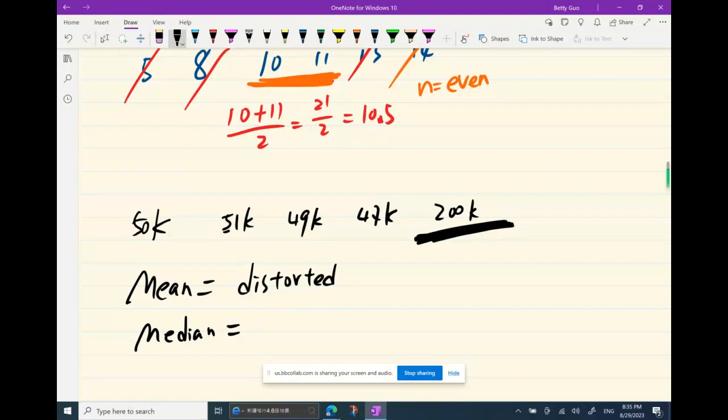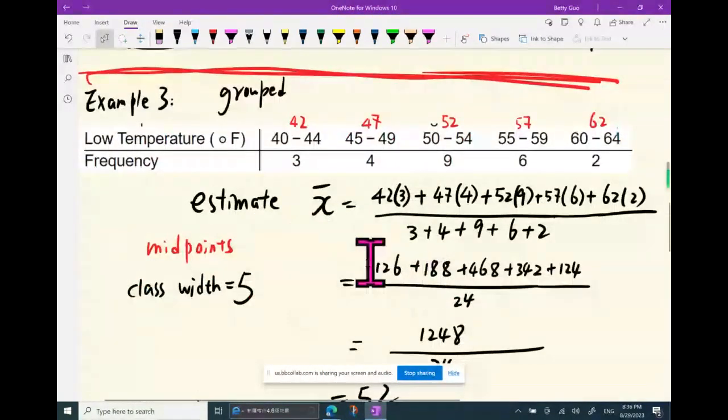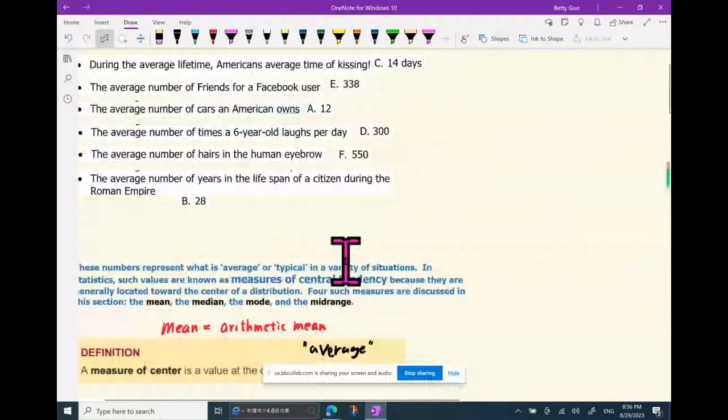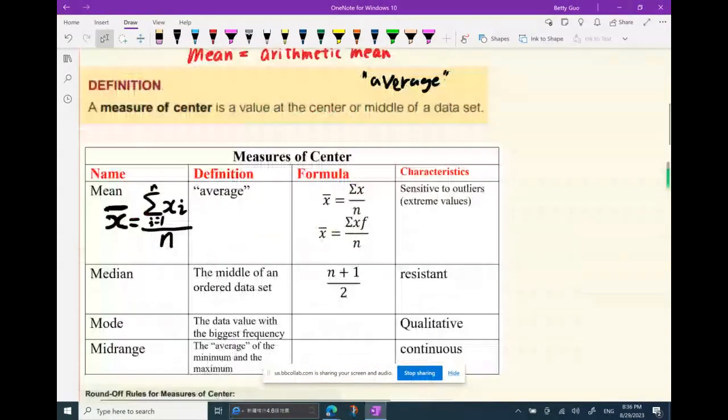Because the median is not sensitive to the outlier. All that matters is the number in the middle, right? Which value is in the middle. So the median would be a better measure of center. Does that make sense, guys? It depends on your data set. If you have outliers, you want to use median. You do not want the outliers or extreme values to distort your center. Of course, mean is a good measure of center as well.